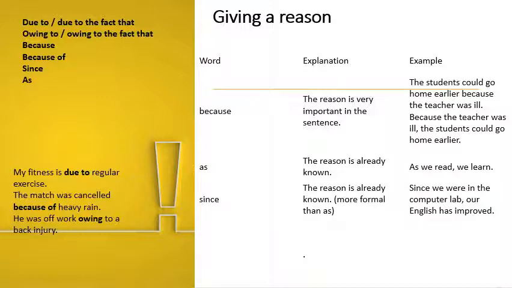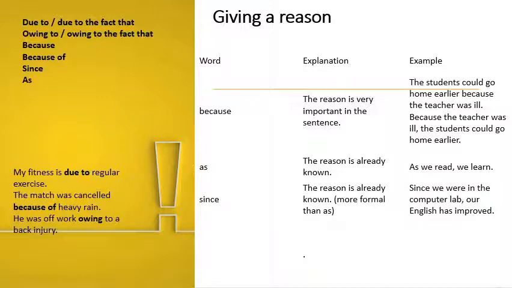Now, when is the word because used in a sentence? When the reason is very important. That is when the word because is used in a sentence, when the reason is very important. Example, the students could go home earlier because the teacher was ill. Or you can say, the students could go home earlier due to the teacher's illness. That is also correct.